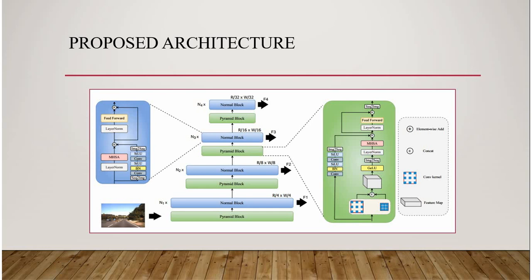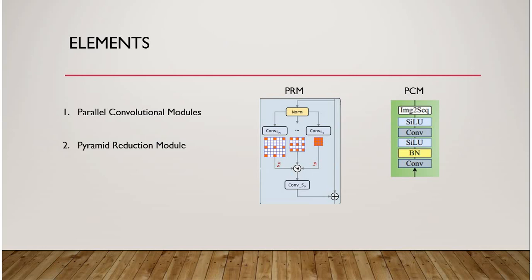As shown in the figure, in the branch of global dependency, firstly, the image enters a pyramid reduction module, PRM, for multi-scale context extraction. After the pyramid module, the MHSA module processes the feature map to model long-range dependencies, and moreover, we embed a local context through a parallel convolutional module, PCM.